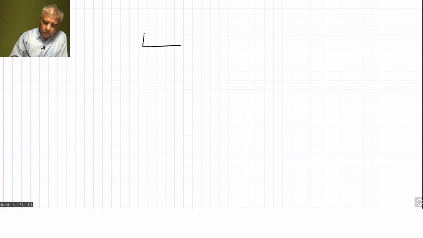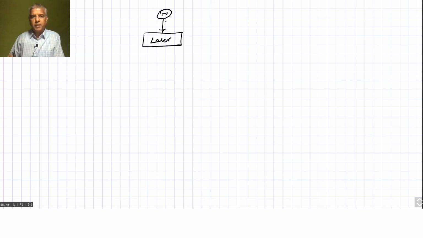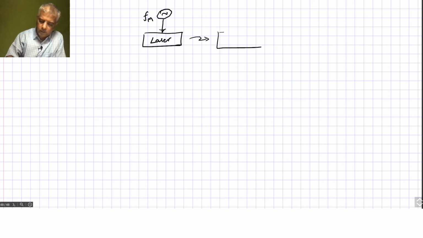So in your setup, we say we have this laser, we need to drive some current. So let's say we are driving the current at some frequency FM. Then we have this going through the gas cell, and whatever is coming back we are taking into the receiver.